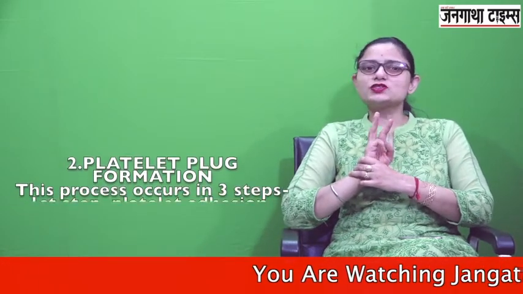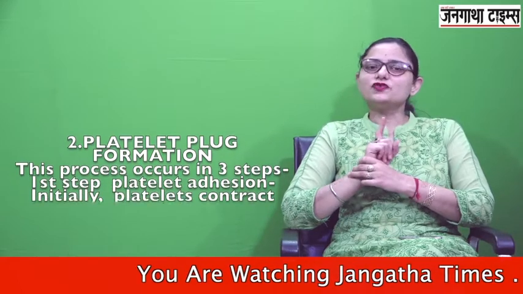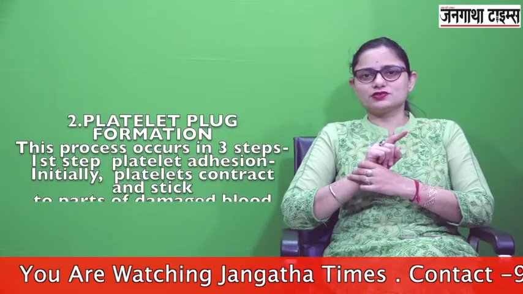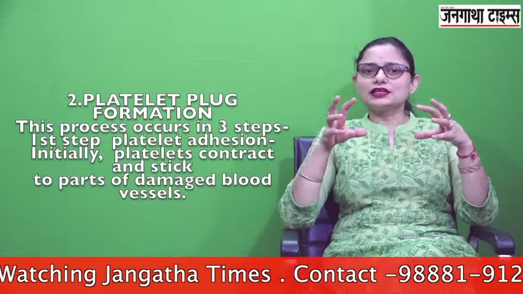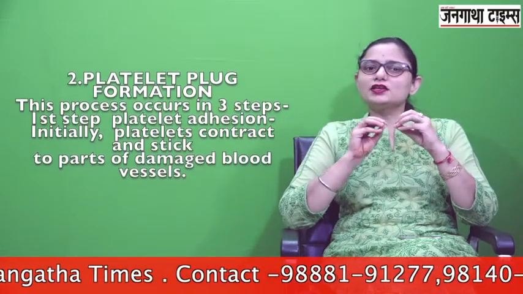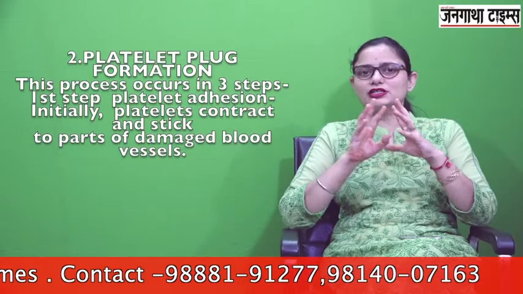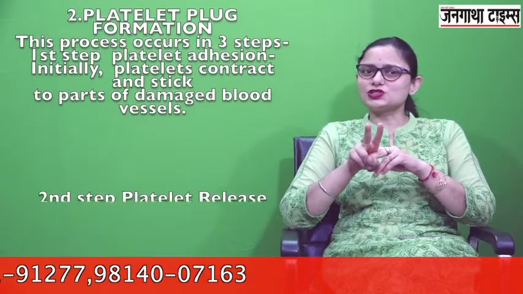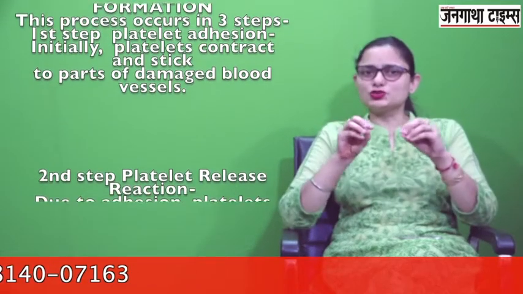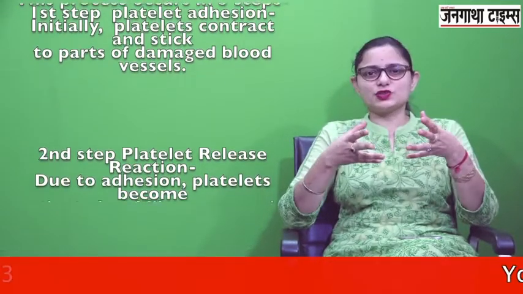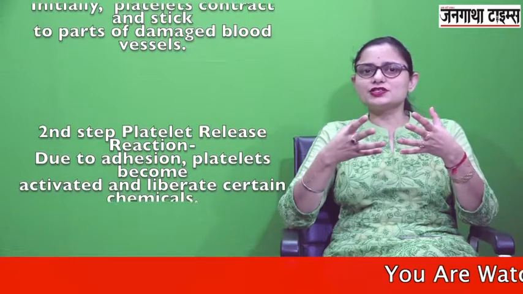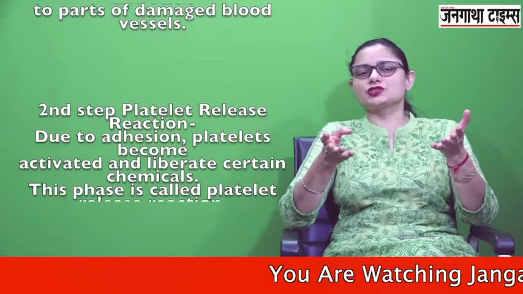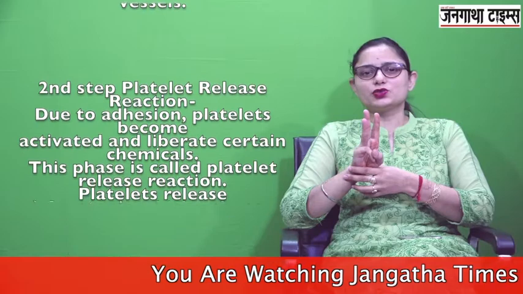This phase involves three steps. The first step is the platelet adhesion. Now the platelets come together and they adhere to the damaged tissue, or they attach to the damaged tissue. Second step is the platelet activation. Once they attach to the damaged tissue, they get activated. And when they are activated, a platelet release reaction occurs where three chemicals are being released.